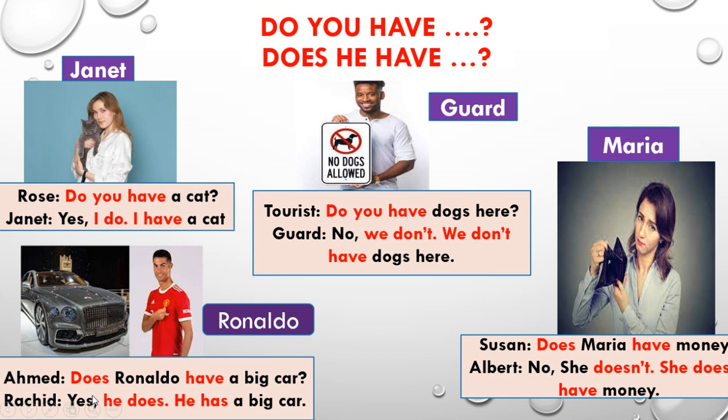So I'll repeat these short conversations. Rose, do you have a cat? Yes, I do. I have a cat. Does Ronaldo have a big car? Yes, he does. He has a big car. Does Maria have money? No, she doesn't. She doesn't have money. Do you have dogs here? No, we don't. We don't have dogs here. Very good. So this is how you can ask a question using the verb to have.